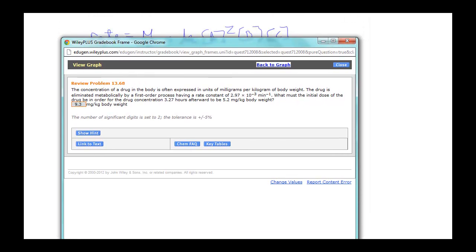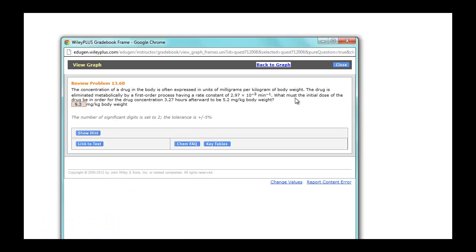So we know that this is a first-order process. Okay, and it's asking us to determine the initial dose of the drug. The initial dose is going to be a concentration. So it's asking us for A initial, and we have this equation that you have to memorize: natural log of A0 over At equals kt. That's a natural log, so I'll write ln, and A initial divided by A at time t.